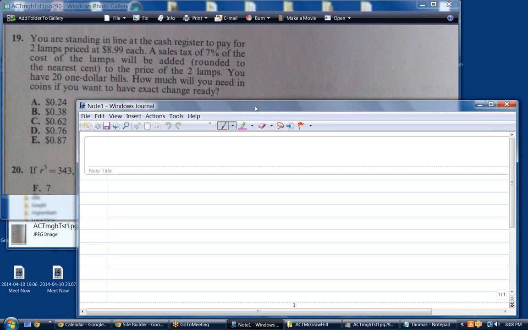Okay. Because the answer is a little tricky. It's not quite what it appears to be when you first read it. So read it carefully, first of all. Okay, $8.99 each. Sales tax 7%. Do you have your calculator handy? Yes, I do. Okay. Figure up the total purchase price, including tax.